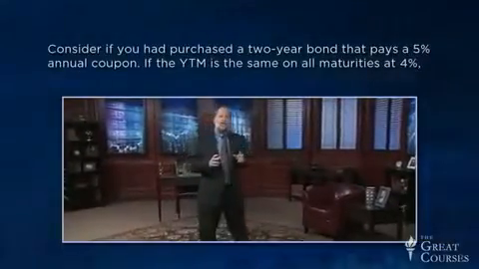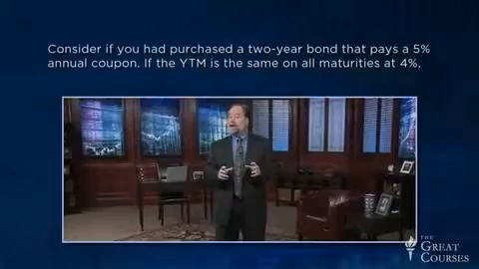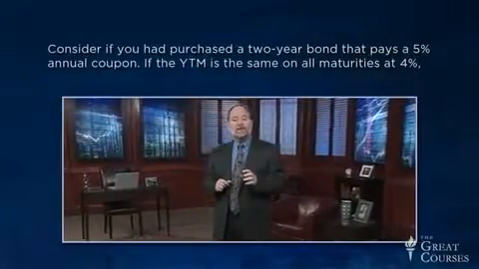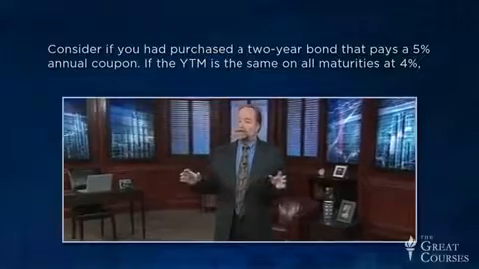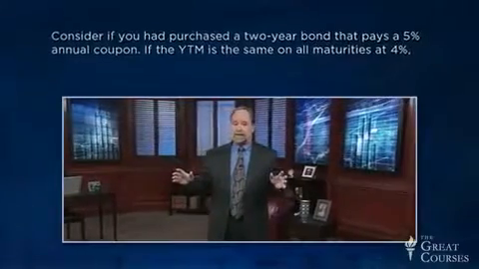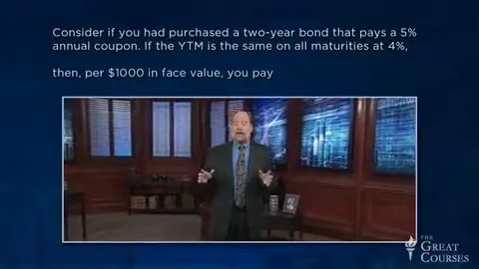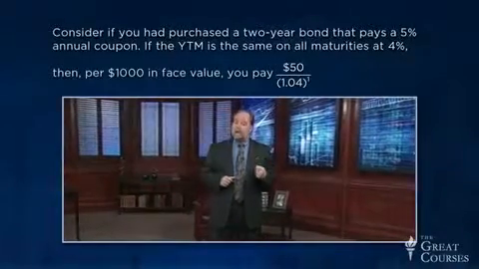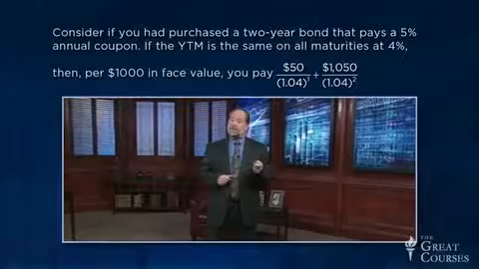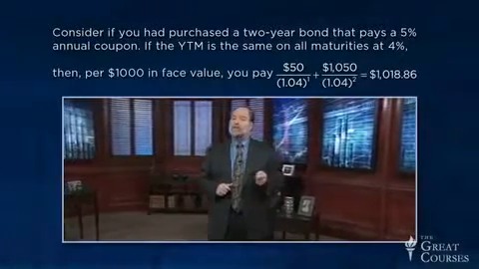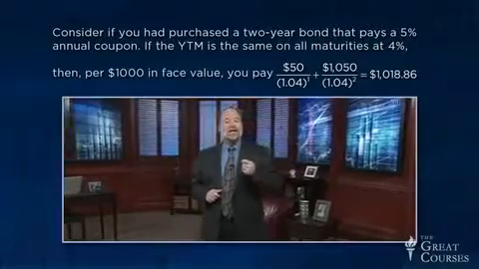Now consider if you had purchased a 2-year bond that pays 5% annual coupons. If the yield to maturity is the same at all maturities at 4%, that is, the yield curve is flat at 4%, then per $1,000 in face value, you would pay $50 discounted back once at 4%, plus $1,050 discounted back at 4% for 2 years. That ends up equaling $1,018.86.